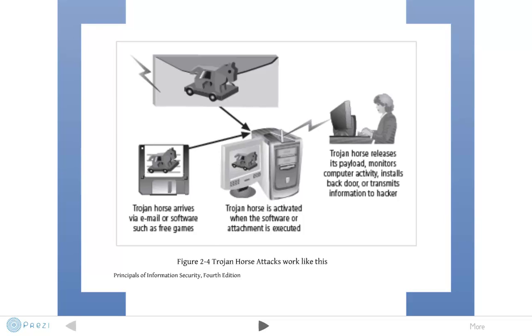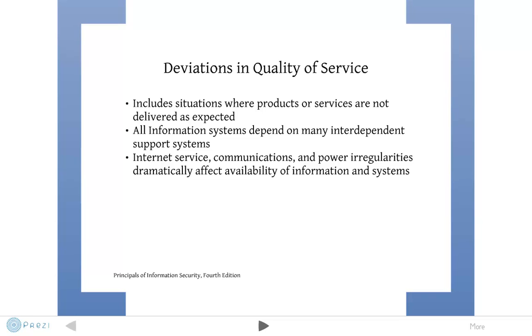Okay. All right. So Trojans basically prey on users' inability to distinguish good software from bad software. Deviations in quality of service, when products or services are not delivered as expected. So this might include denial of service attacks. There are examples of large portions of the internet going down when human errors take place. Maybe the routers are updated with wrong code.